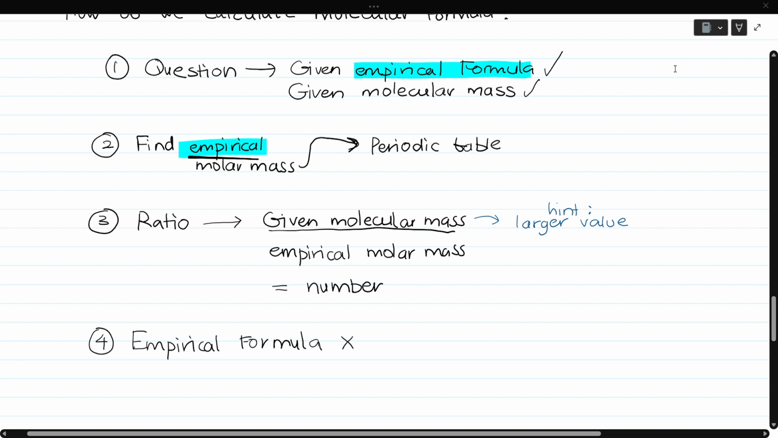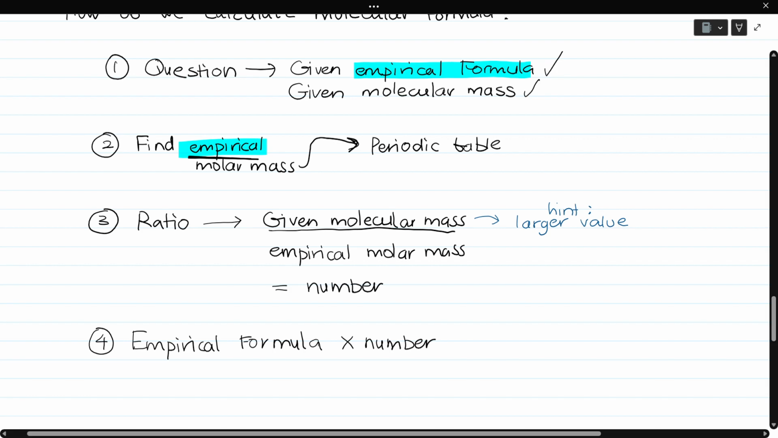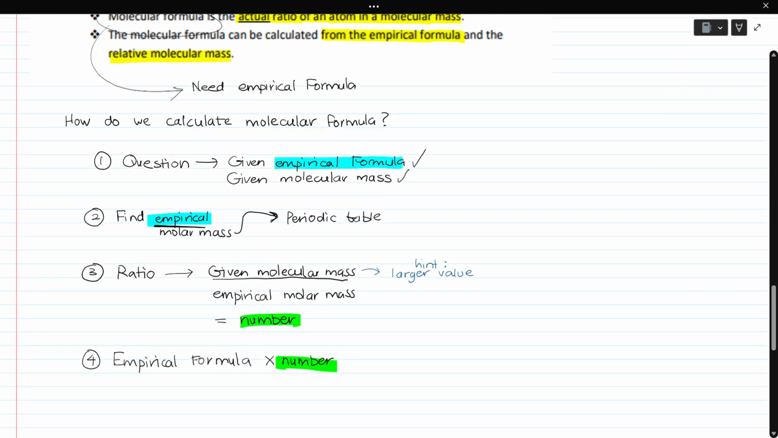Okay, so you're taking your empirical formula and you're multiplying it by that number that you found. So these are the basic steps of how you would calculate your molecular formula, and we'll do a quick example to illustrate it. Okay, so while you're taking this down, I'm just going to write down the question.